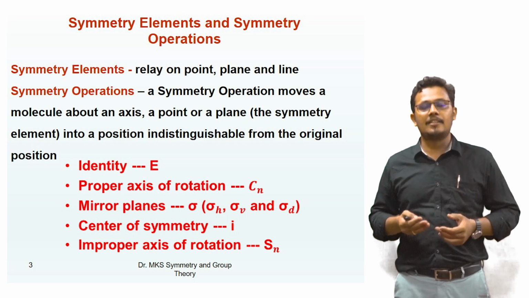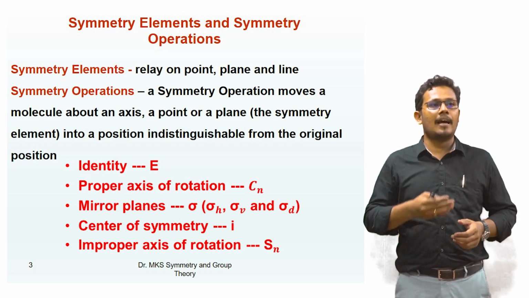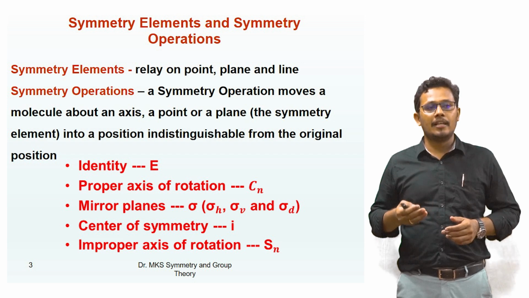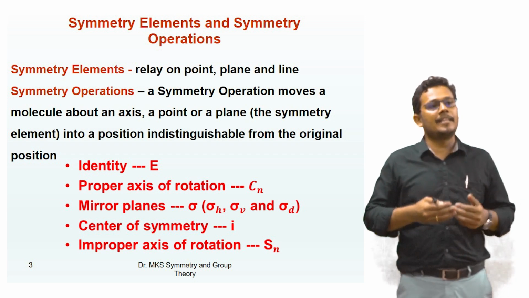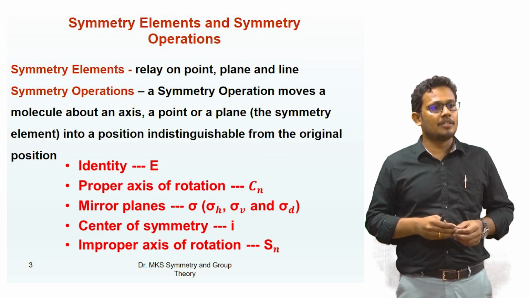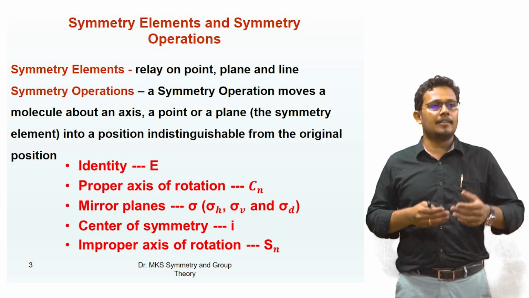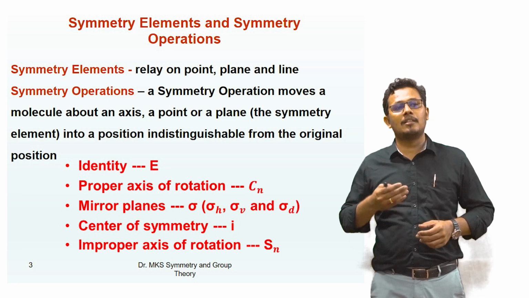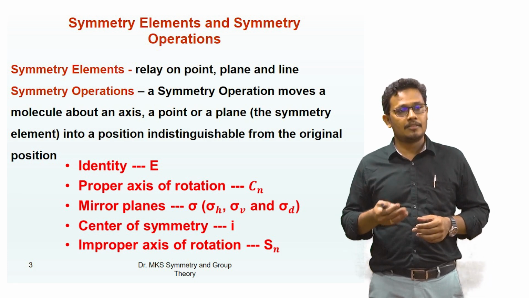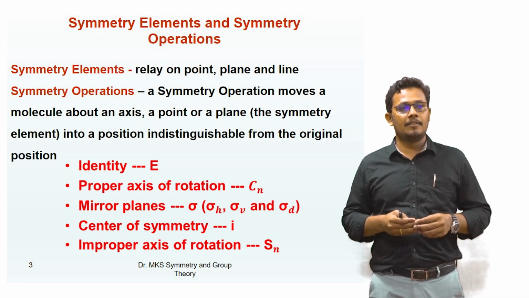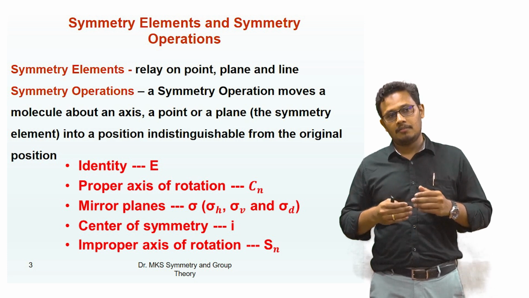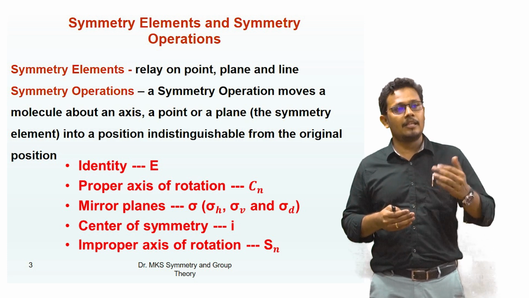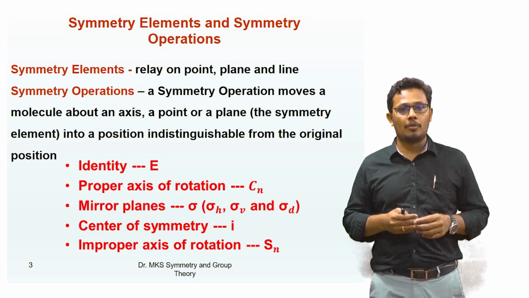D indicates diagonal planes. The fourth one is the inversion center, or center of symmetry, represented by a small i. And the last one is the improper rotational axis of symmetry, represented by Sn. See, there is a contrast between the improper rotational axis and the proper rotational axis.